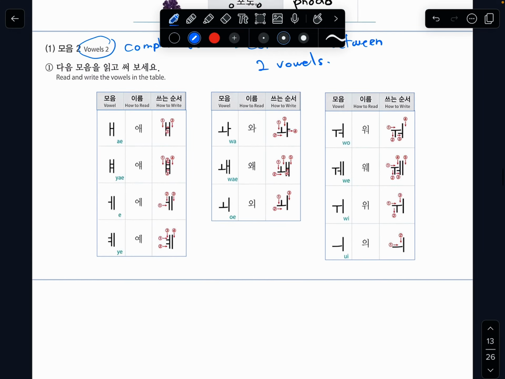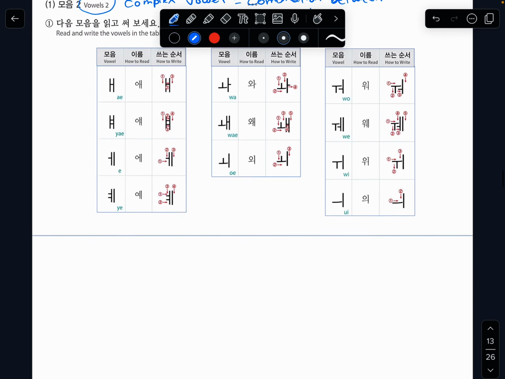Okay, so let's see the first shape. They have the combination of R and I, so the sound is A. And then same rule, if we have a double line and an extra line like this, we will have Y in front. So the sound will be yeah.